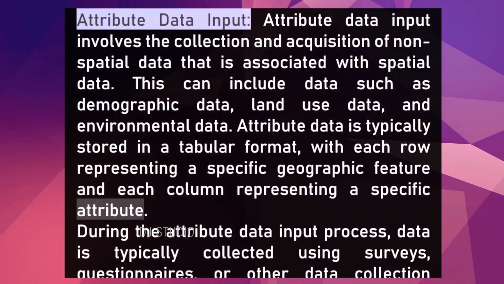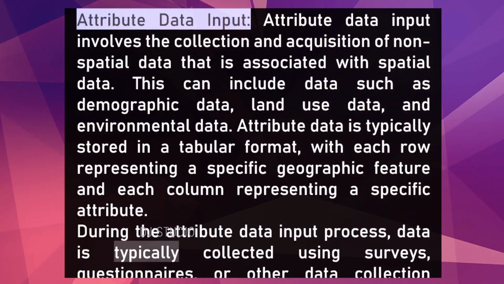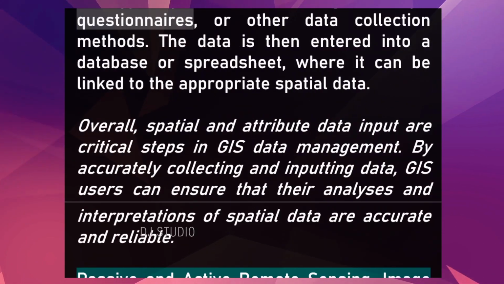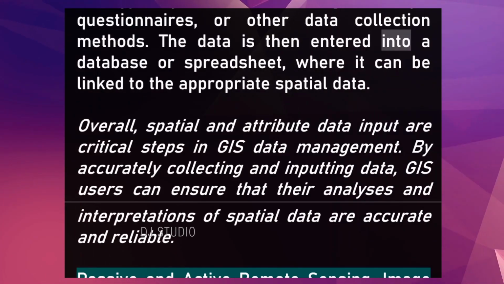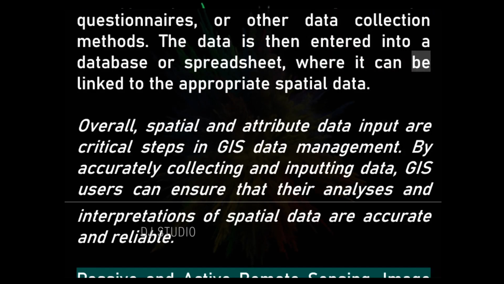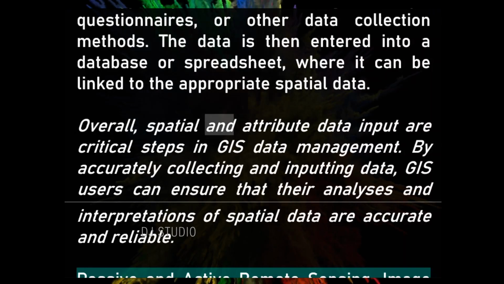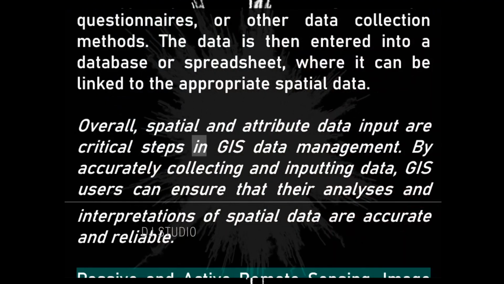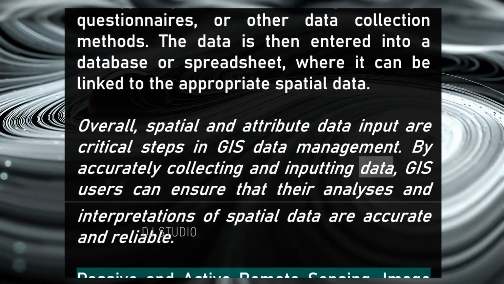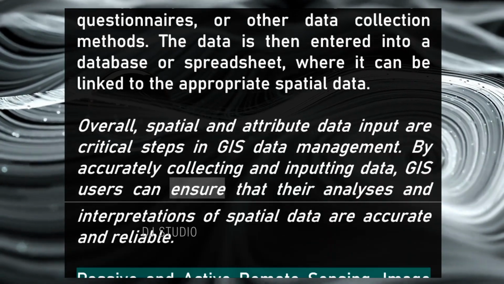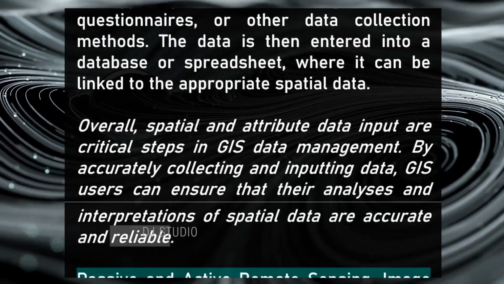During the attribute data input process, data is typically collected using surveys, questionnaires, or other data collection methods. The data is then entered into a database or spreadsheet, where it can be linked to the appropriate spatial data. Overall, spatial and attribute data input are critical steps in GIS data management. By accurately collecting and inputting data, GIS users can ensure that their analyses and interpretations of spatial data are accurate and reliable.